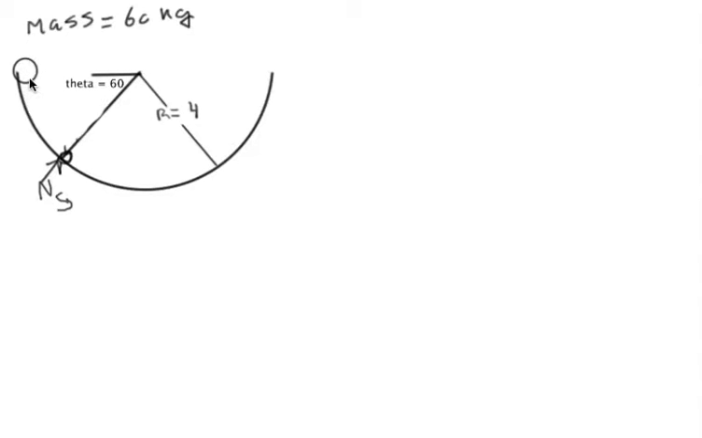You have a ball that starts at the top of this circular ramp of radius 4. It's falling down, and you want to know the force that the ramp exerts on the ball when it falls to an angle of 60 degrees, and you have the mass of the ball as 60 kilograms.